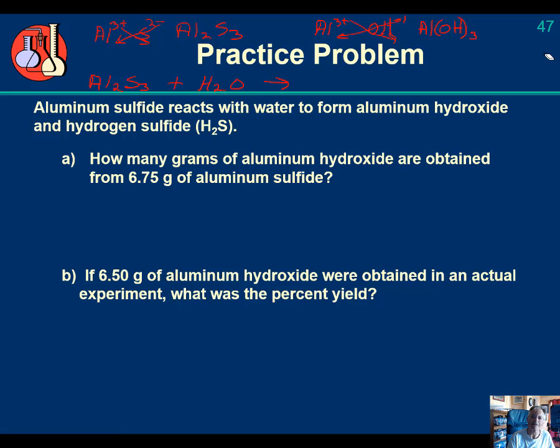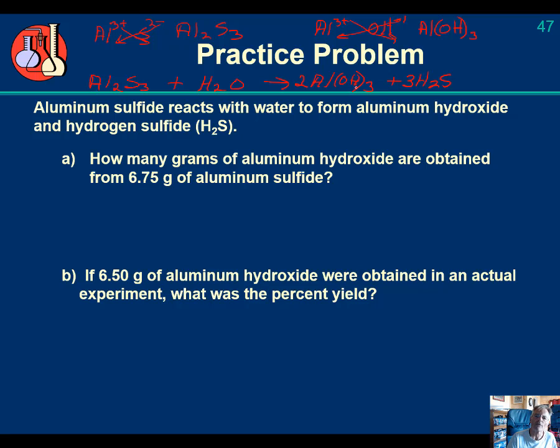So that's going to form aluminum hydroxide and hydrogen sulfide, which we've already talked about. So here is our aluminum hydroxide and our hydrogen sulfide. Okay, so let's go ahead and balance this equation. Let's do the metals first. I've got 2 aluminums over here. I only have 1 aluminum, so I'm going to change my coefficient to 2. Let's do sulfur. I have 3 sulfurs in the aluminum sulfide. I only have 1 here, so I'll change that to 3. And we just need to figure out what our coefficient of water is going to be.